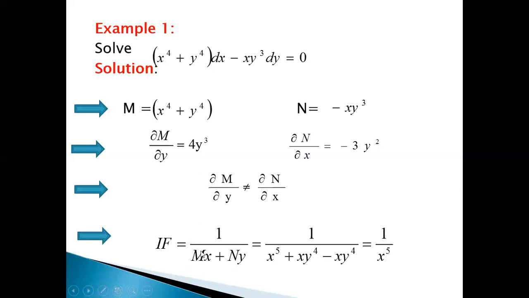So plus mx. Mx gives x raised to 5 plus x y raised to 4, plus ny. Multiply n into y. So multiply minus xy cube into y, so minus xy raised to 4. So again m into x is x raised to 5 plus xy raised to 4, and n into y is minus xy raised to 4. By simplifying, our integrating factor is 1 upon x raised to 5.